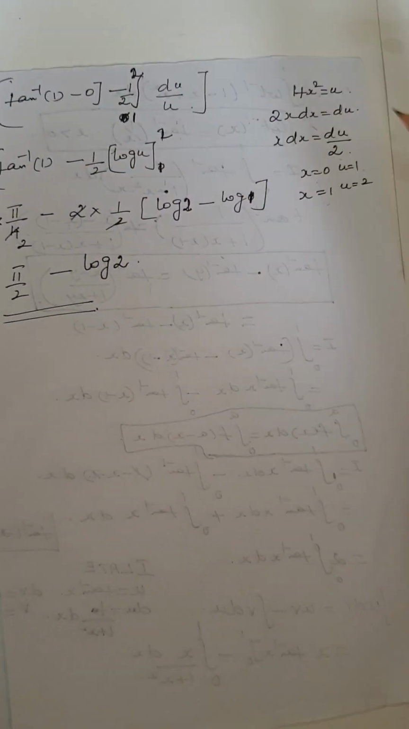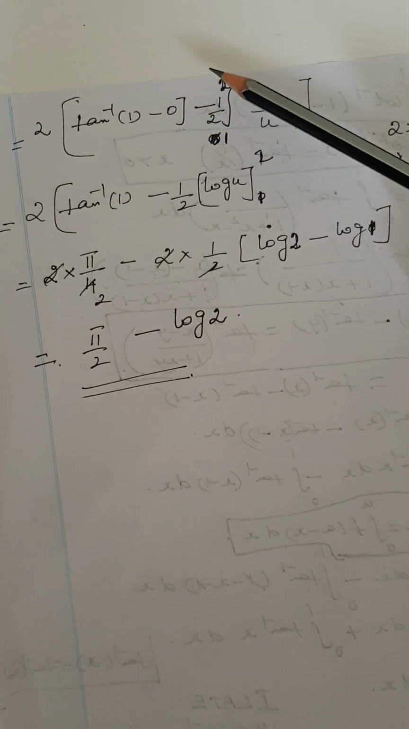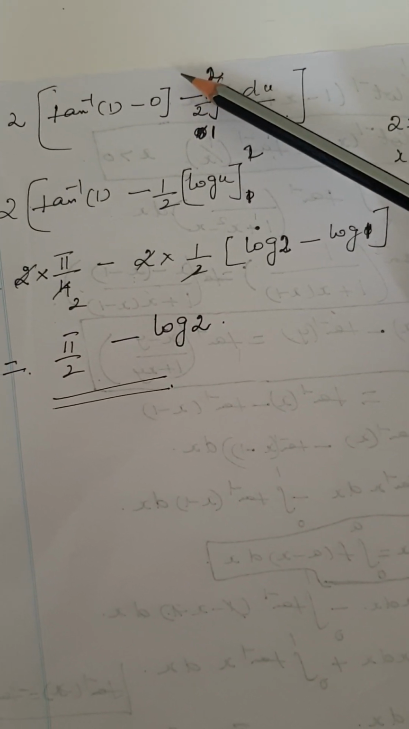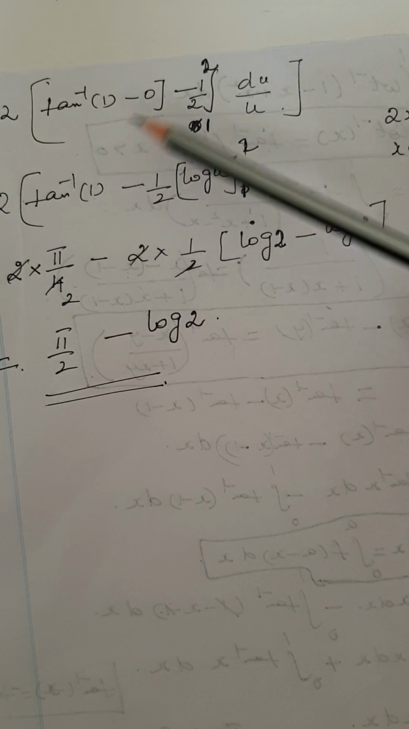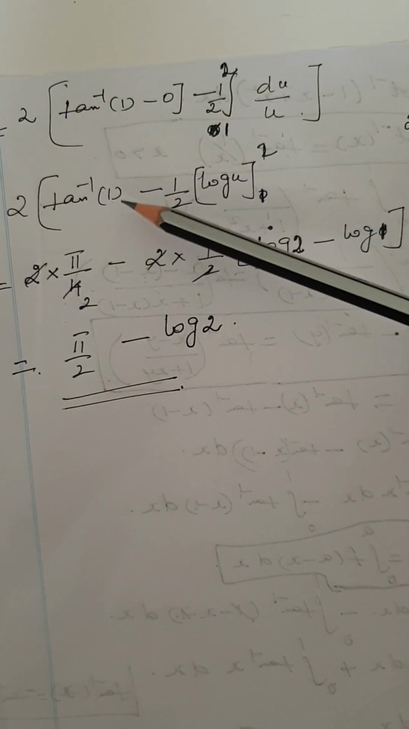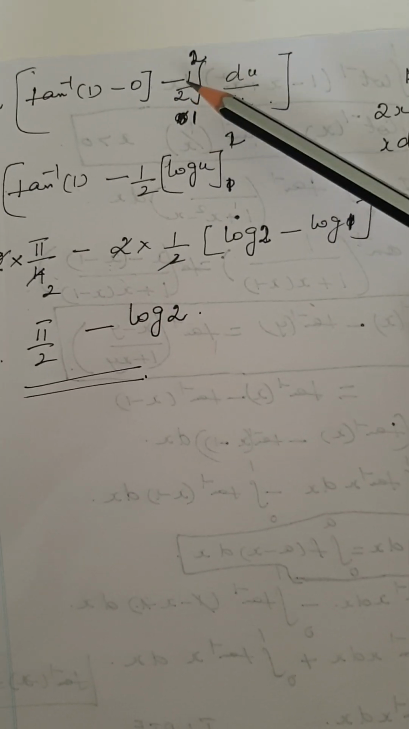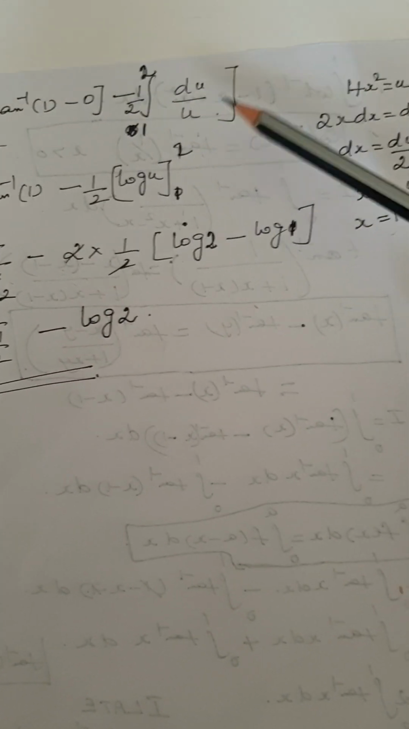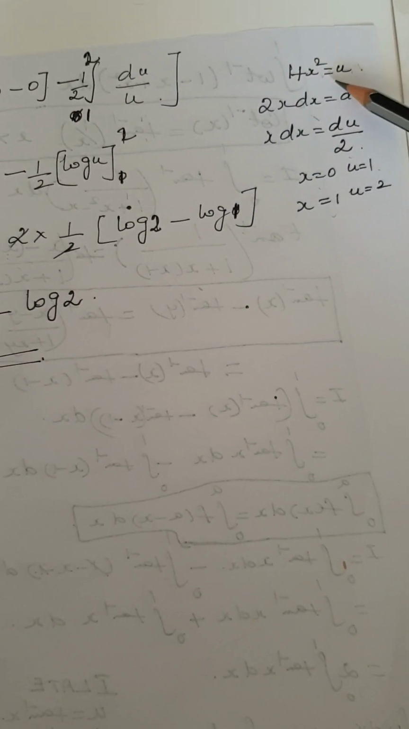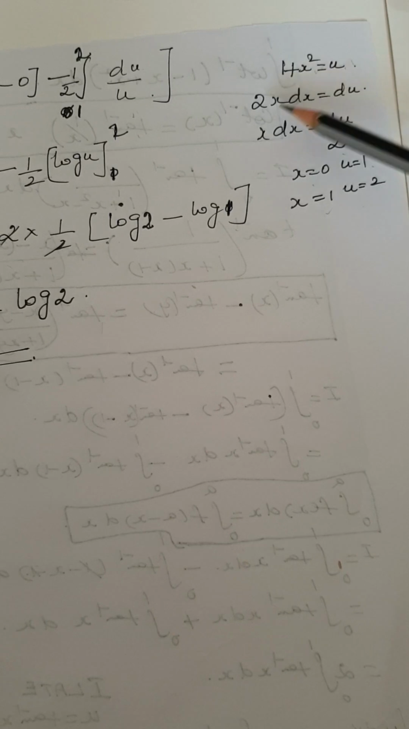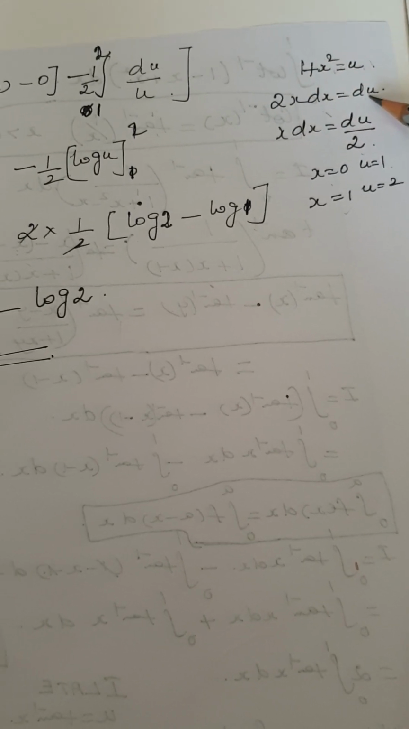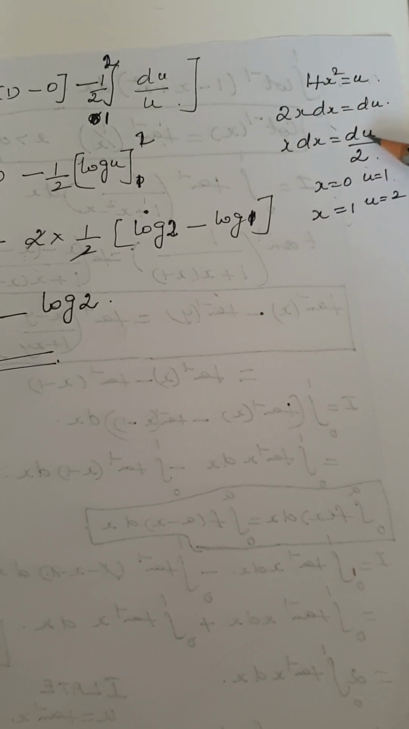Now applying the limit 0 to 1 for the first term: tan inverse 1 minus tan inverse 0, which is 0. Tan inverse 1 is pi by 4, and here minus 1 by 2. In the second term, substitute u equal to 1 plus x squared, and when you differentiate, 2x dx equals du, so x dx equals du by 2.